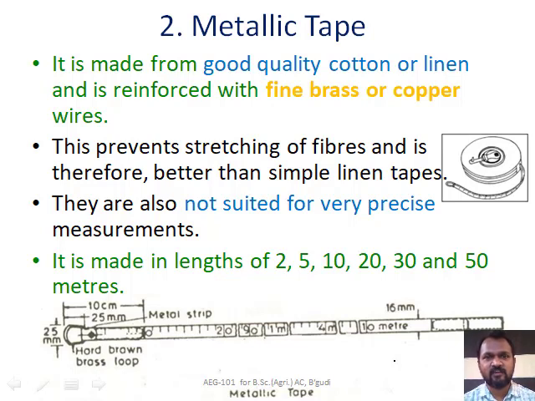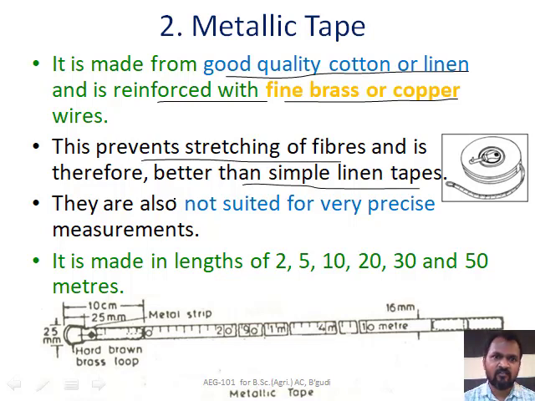Then we have the next tape, that is a metallic tape. This is made up of good quality cotton or linen material, and it is reinforced with fine brass or copper wires. This prevents stretching of fibers. Therefore, it is better than the simple linen tapes. But these metallic tapes are not suited for very precise measurements, and they are available in lengths of 2, 5, 10, 20 and 50 meters.